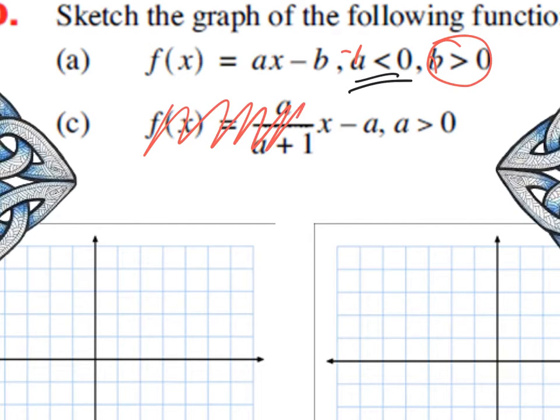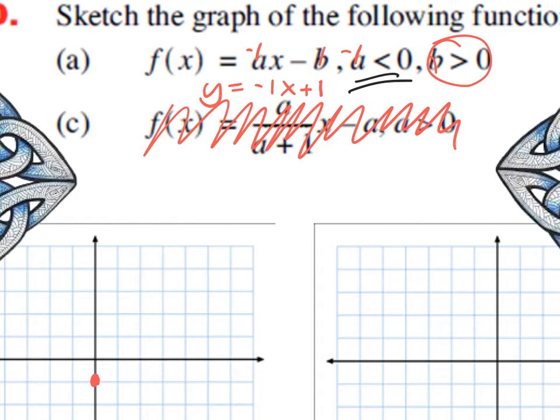Let's ignore this one for now. If I just put in a is -1, that's a -1 here, and b is +1, that's a +1 there, that means it's going to start here at -1, y equals -1x. Oh, wait a minute, it's minus -1, my bad. Minus -1 means +1, so sorry, it's going to be moved up 1. There. And now it's got a slope of -1.